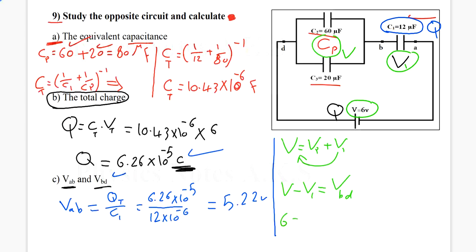This will give me 6 minus 5.22. This is VBD, and I do the subtraction, it is going to be 0.78 volt. So the voltage up here is 0.78, and right here with the V1, it is actually 5.22. Of course, each one is in volts. I hope it's clear.